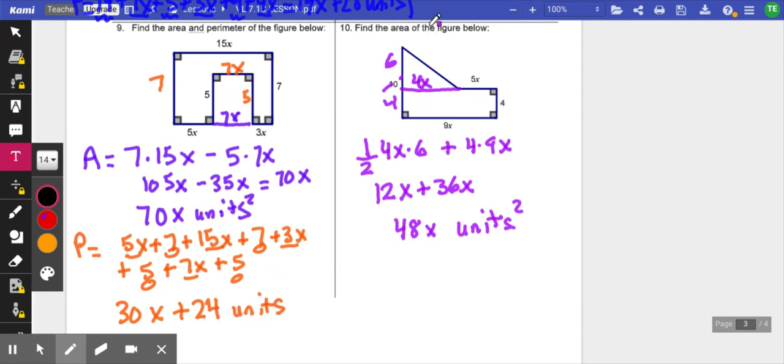On number 10, I had to find the area. I cut it up. I went, hey, this is really a triangle and a rectangle. When I cut it, I cut the 10. This is 4, so that had to be 6 because 6 plus 4 is 10. So my triangle has a base of 4x and a height of 6. 1/2 base times height, I get 12x for the triangle. My rectangle, base times height, 4 times 9x, I get 36x for the rectangle, and then I have to add them together to get 48x units squared. Okay, next page.